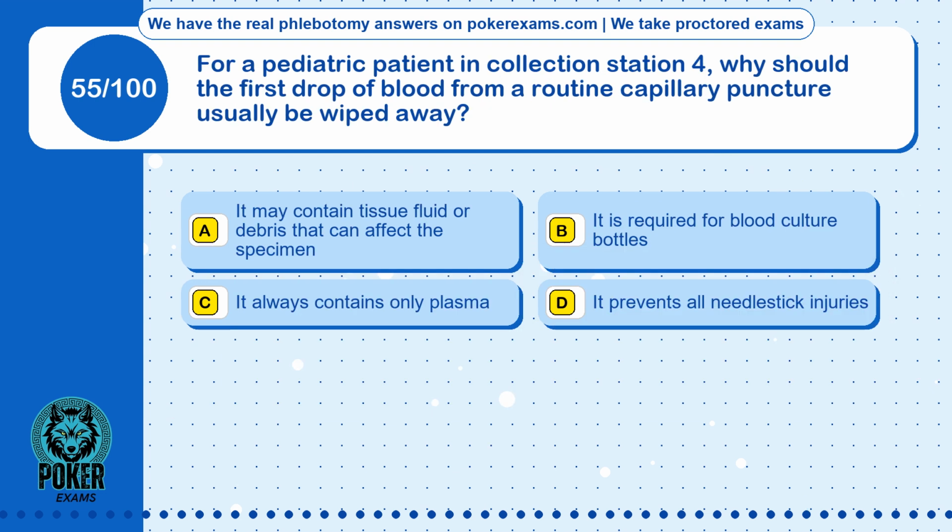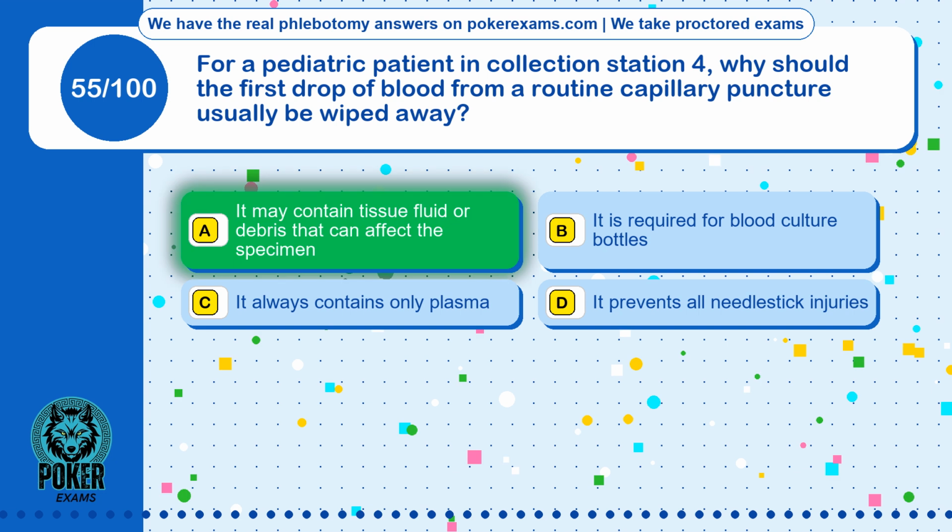Question 55. For a pediatric patient in collection station 4, why should the first drop of blood from a routine capillary puncture usually be wiped away? Option A. It may contain tissue fluid or debris that can affect the specimen. Option B. It is required for blood culture bottles. Option C. It always contains only plasma. Option D. It prevents all needle stick injuries.